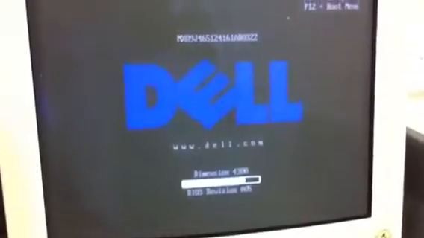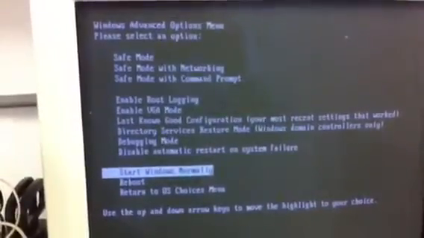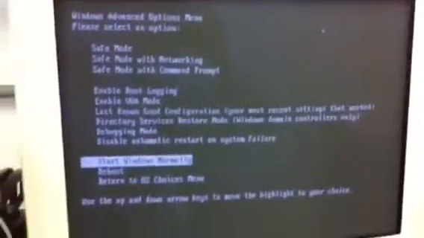I need to get to the blue screen where I can keep it on screen so I know what it's saying and what it's talking about. And the way I do that is by tapping F5 on the keyboard. It gets us to this screen. This is only with Windows XP. Windows Vista, Windows 7, it works in a different way.